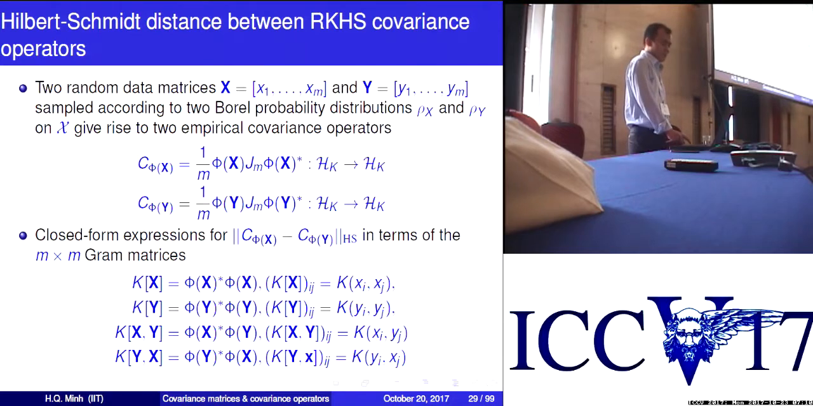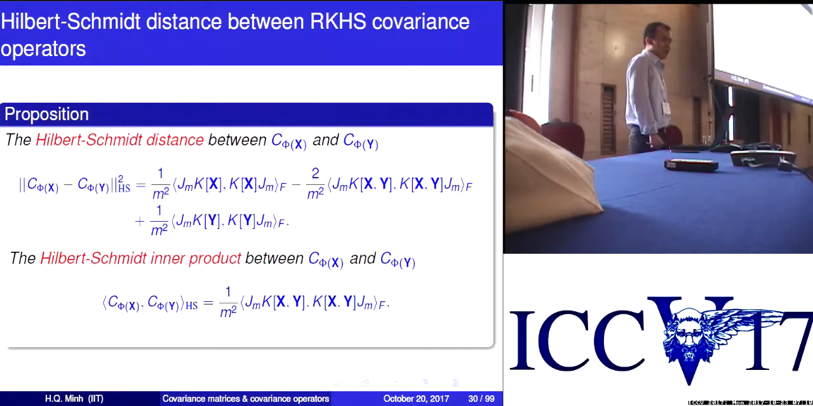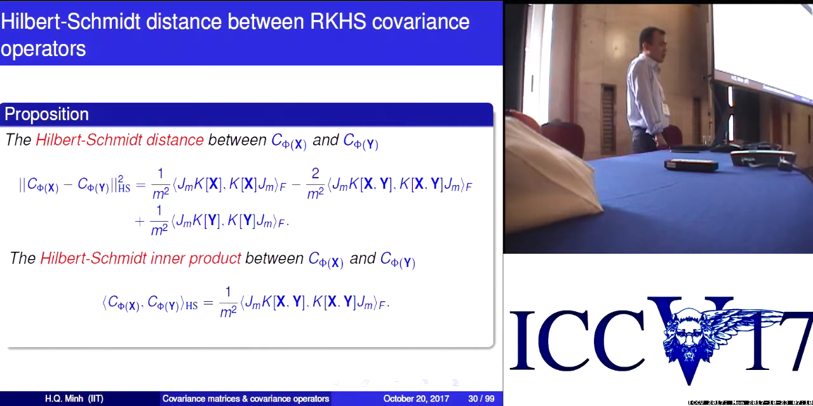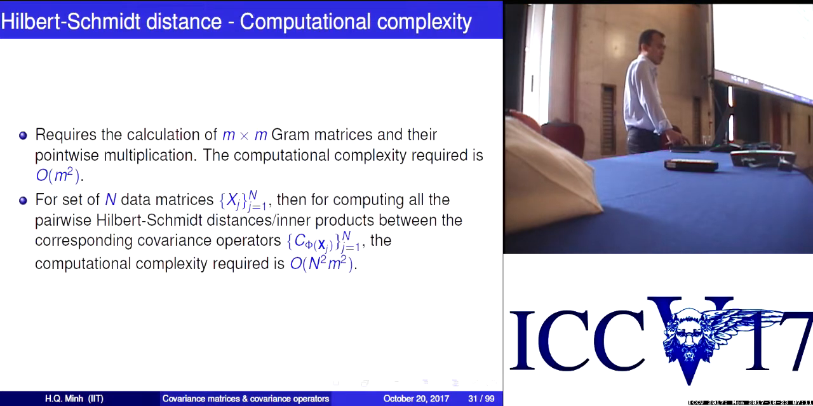Is it clear? Is it okay? So the distance between CVX and CVY, the Hilbert-Schmidt distance, has an explicit form in terms of the Gram matrices, and also the inner product. So they can be computed explicitly. Even though it's an infinite dimensional distance, it has an explicit form via M by M matrices. So this can be computed and used in practice for a particular application.